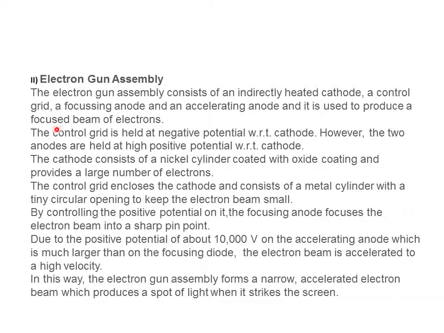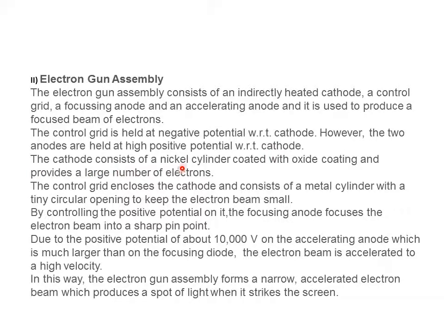Next we will see the electron gun assembly. As I told you, it consists of an indirectly heated cathode, a control grid, a focusing anode and an accelerating anode. It is used to produce a focused beam of electrons. The control grid is held at negative potential with respect to the cathode, so to the control grid we are giving negative voltage. However, the two anodes are held at high positive potential with respect to the cathode.